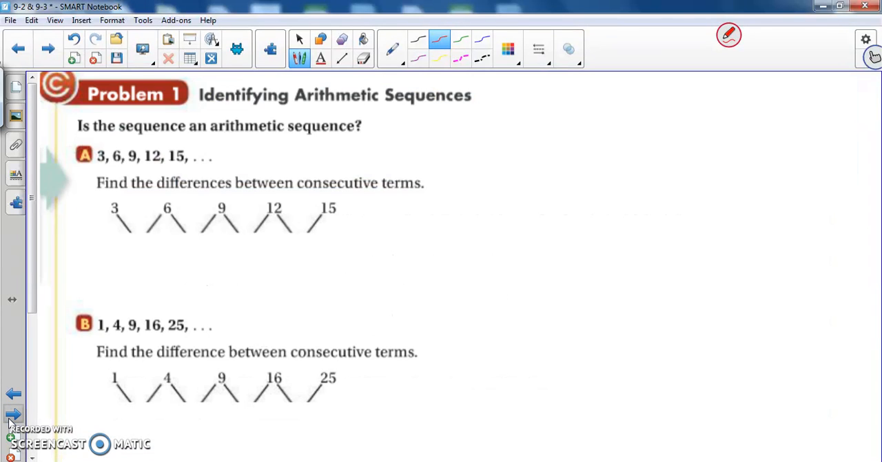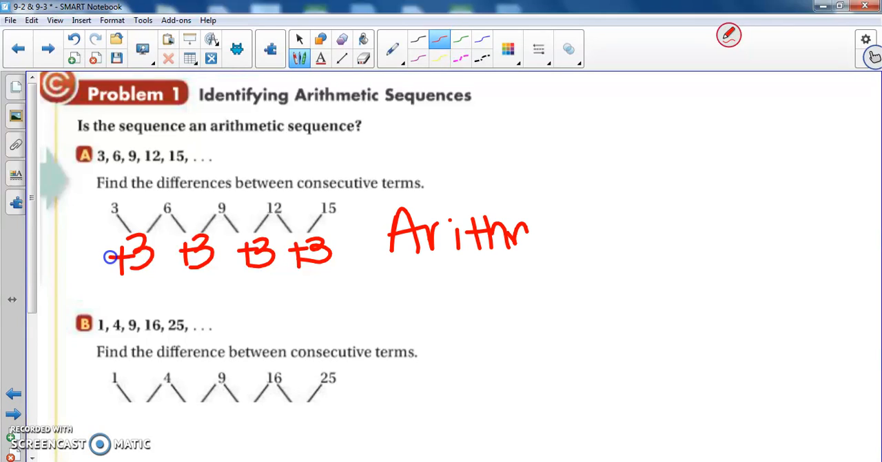So first, identifying arithmetic sequences, we need to see if we have a common difference. So how do we get from 6 to 3? Plus 3, plus 3, plus 3, plus 3. Since the difference between each consecutive term is the same, yes, this is an arithmetic sequence.